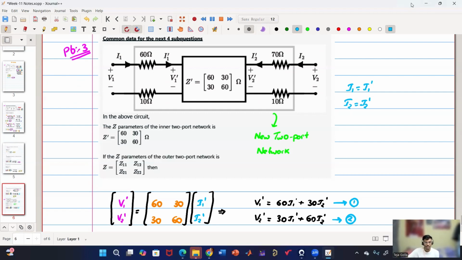What Chandrasekhar is trying to do here is apply KVL, and get V1 in terms of V1 dash as well as I1 dash, and I1 dash is nothing but I1. So he is trying to get the relationship between V1 and V1 dash so that he can substitute it and get equation 1 in terms of I1 dash and I2 dash, and also V2 in terms of I1 dash and I2 dash.